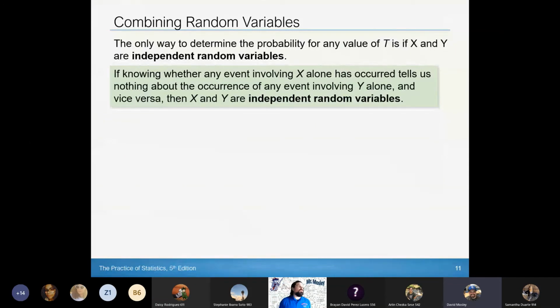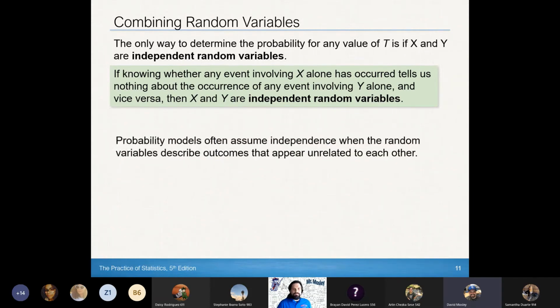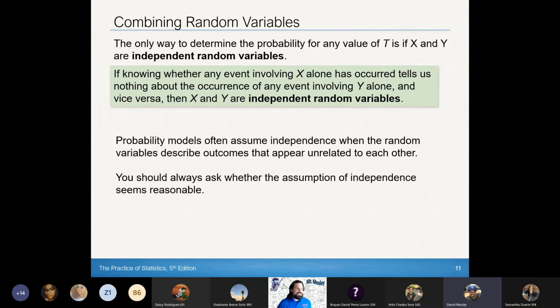All right. Well, when combining random variables, the only way to determine the probability for any value of t is if x and y are independent random variables. Right? If knowing whether any event involving x alone has occurred tells us nothing about the occurrence of any event involving y alone, and vice versa, then x and y are independent random variables. Probability models often assume independence when the random variables describe outcomes that appear unrelated to each other. You should always ask whether the assumption of independence seems reasonable.